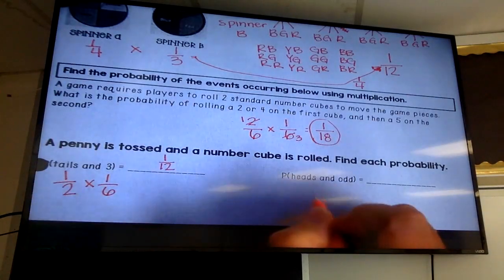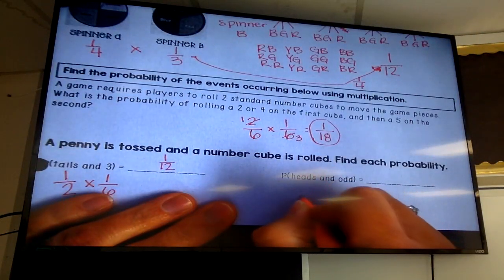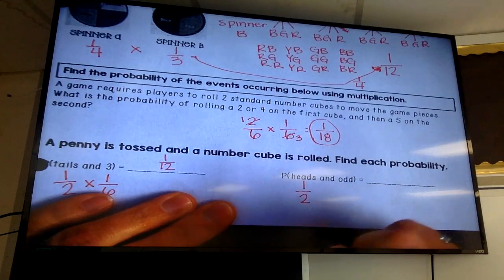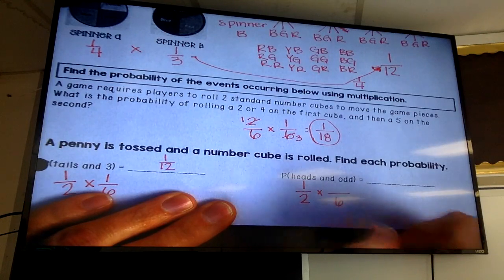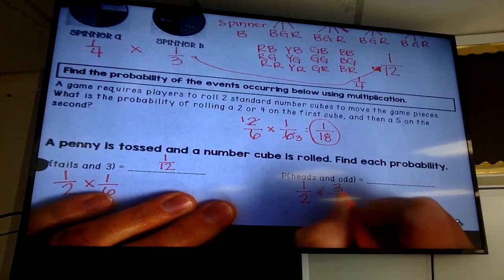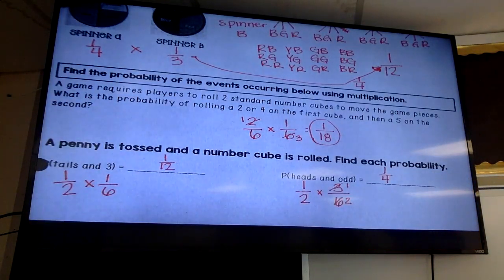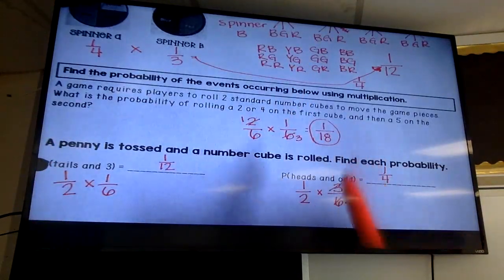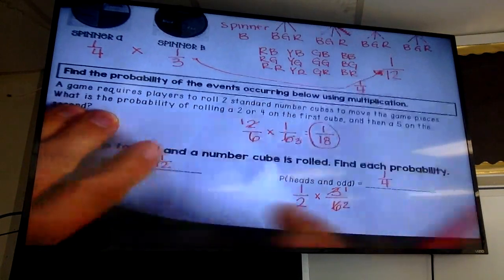Let's try this one. The probability of flipping a heads and rolling an odd number. So heads, there's 2 sides of a coin and one of them is heads. And an odd number, there's 6 sides on a cube and 3 of them are odd, 1, 3, and 5. Okay, I could simplify this down to 1/2. So I have 1/2 times 1/2. So I have a 1 in 4 chance of flipping a heads and then rolling an odd. So this is called independent events. What happens to one has no effect on what happens to the other probability.